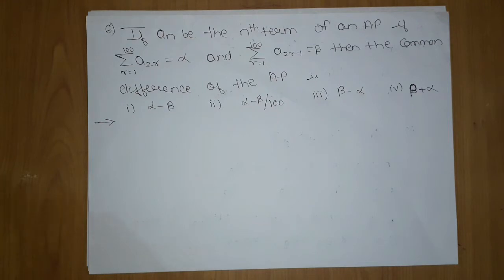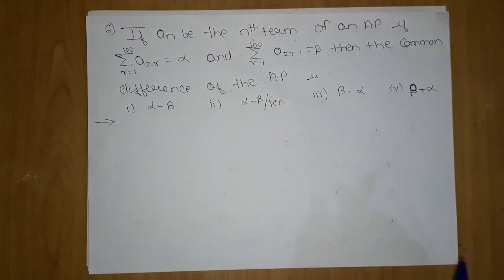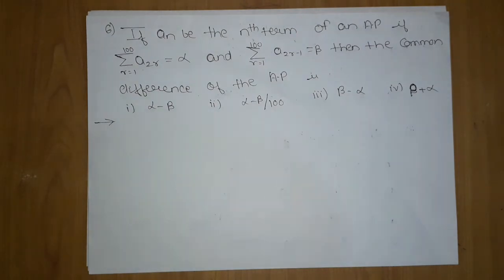If a_n is the nth term of an AP, and the summation for r equals 1 to 100 of a_2r is equal to alpha, and the summation for r equals 1 to 100 of a_(2r-1) is equal to beta. Now you will come to know this will form a series. Then we want to find the common difference d of the AP; the options are like this. Now we want to find d.